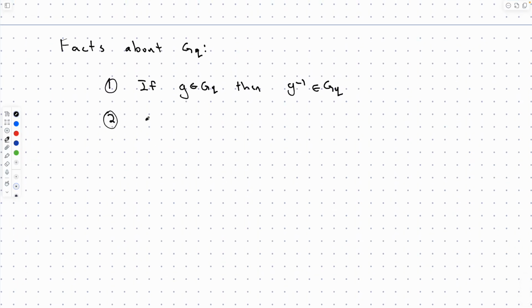The second fact is that if, say, A and B are in GQ, then A times B will also be in GQ. So that's the closed under multiplication.